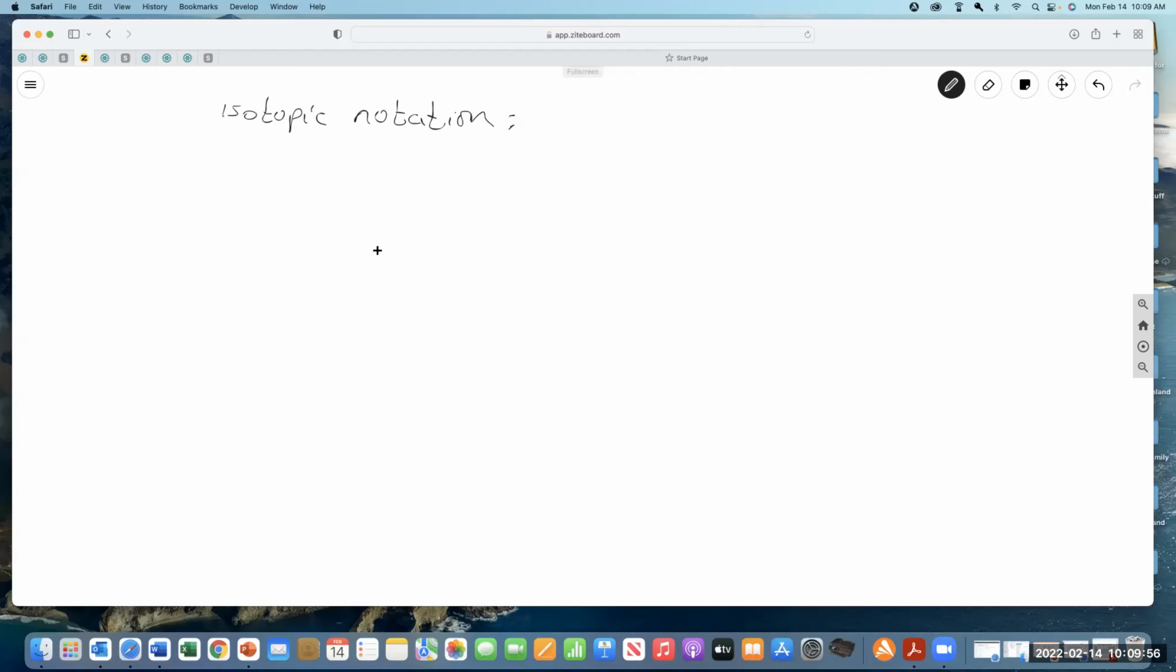Isotopic notation, though, in that notation, we'll use the symbol of the element. That'll be the symbol of the element, okay? X is the symbol. In the lower left-hand corner, there's a number called the Z number. Z is the atomic number. The atomic number is the number of protons.